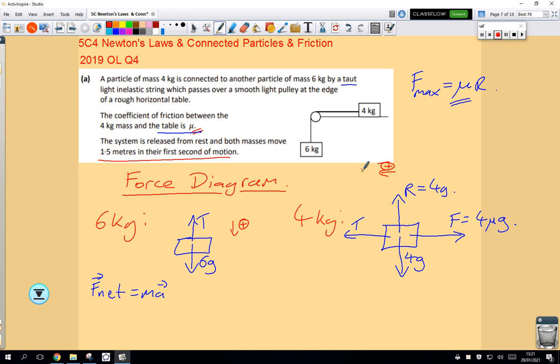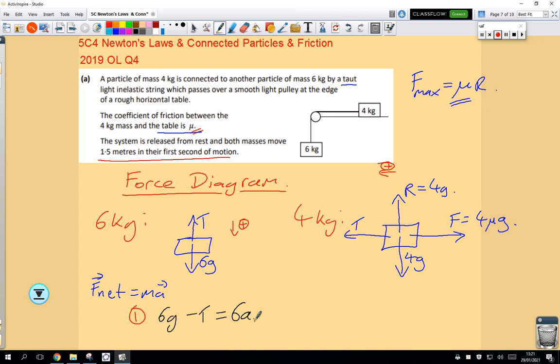If I'm taking my first equation from the 6 kilogram particle, it's going to say downward force 6g. The net force will be the downward force combined with the upward force, which is negative here, minus T. And that's going to equal mass times acceleration, 6a.